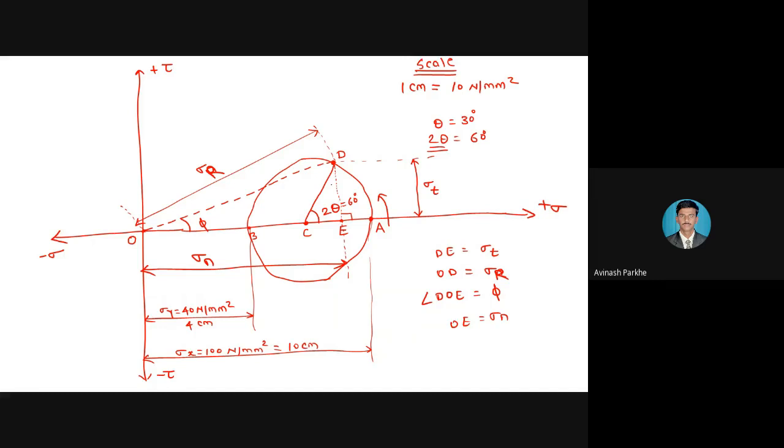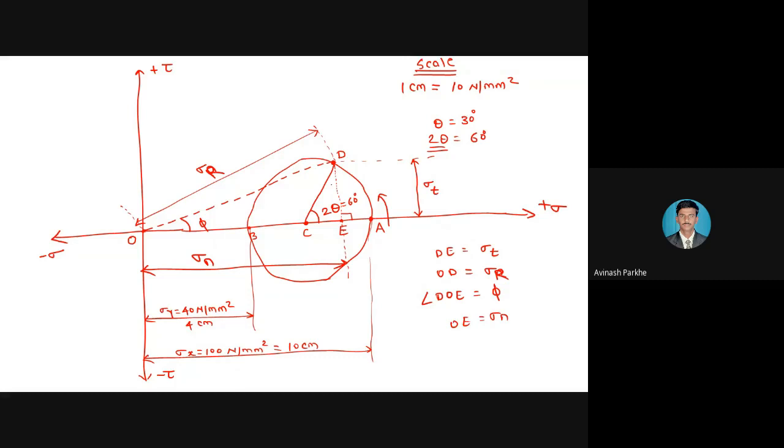The diameter of Mohr's circle represents... Four options will be given, and you have to choose the correct option. The diameter of Mohr's circle represents the distance or difference between two principal stresses. So this is the first MCQ.